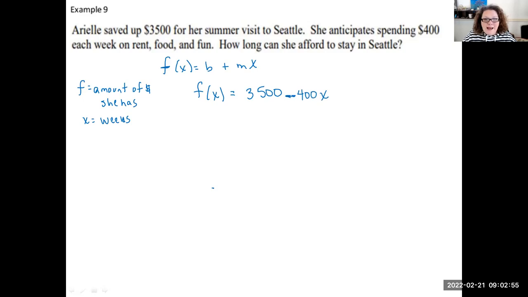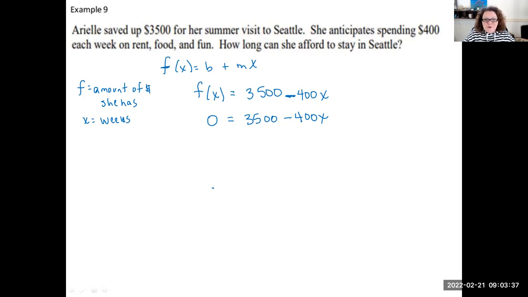Now we need to see how long can she stay? Well, she can stay until she runs out of money. And that's going to be where her f(x) is 0. So the amount that she's going to have left when she has to leave Seattle is 0. When she runs out of money, we need to see how many weeks that is. So we would set our function equal to 0 and solve for x. How many weeks does it take for her to get to 0? That's the question. So I'm going to solve for x.